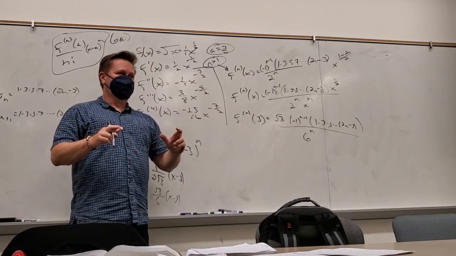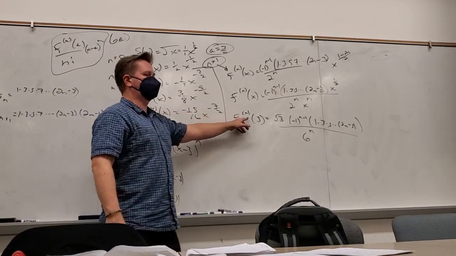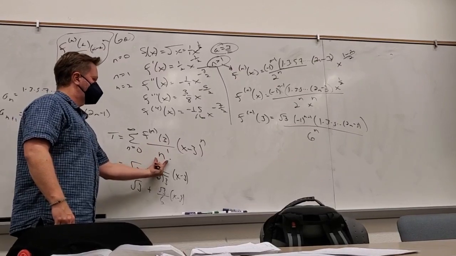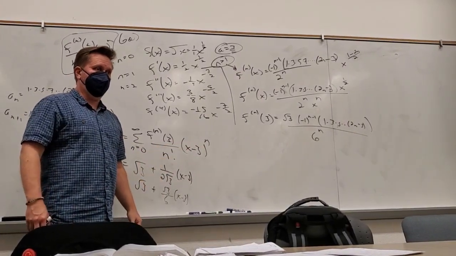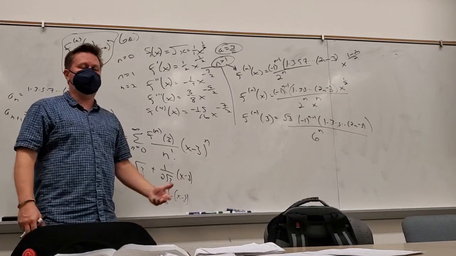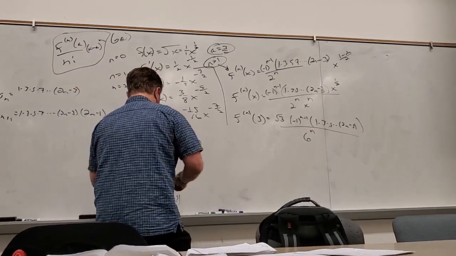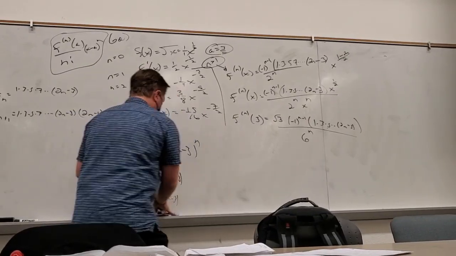We still have to multiply by x minus 3. We still have so much other stuff. The nice thing is there's not that much left to do. We just have to multiply. To be honest, we're done. So this will pop out two numbers, an n factorial and an x minus 3.